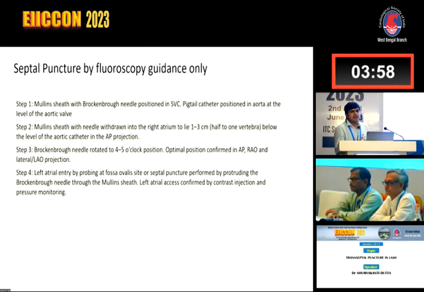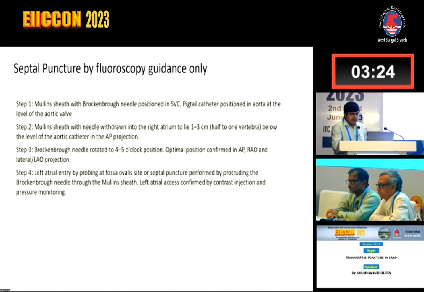After the puncture, we generally advance the Mullins sheath, and generally it is done at the 4 to 5 o'clock position to have the appropriate position, as we do in PTMC or any other intra-atrial septal puncture. The left atrial entry is confirmed by the reddish blood of the left atrium, and obviously the pressure tracing in the left atrium is important. But before puncturing at the 4 or 5 o'clock position, the optimal position of the needle is to be confirmed by the RAO and the LAO view that I shall be discussing.